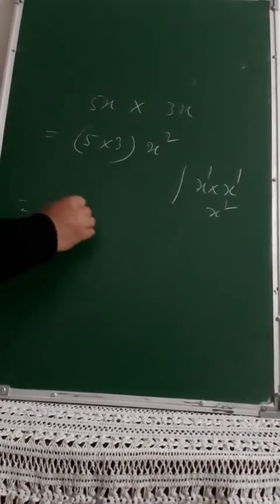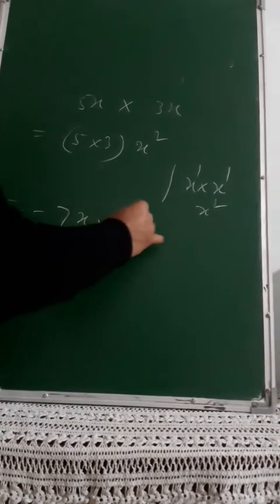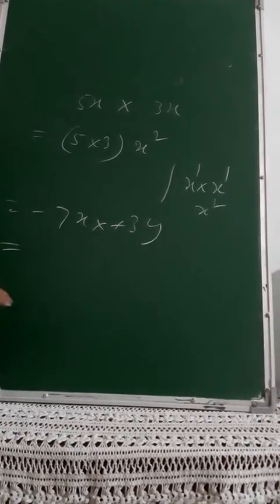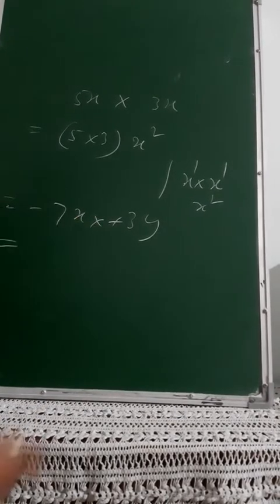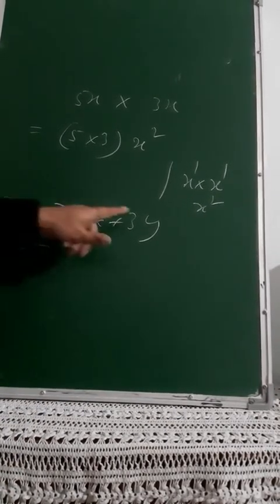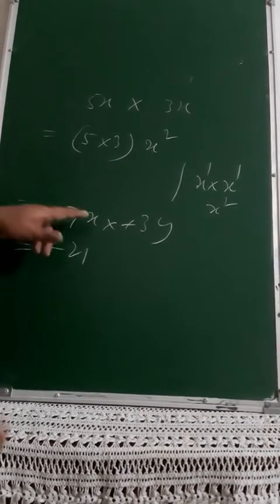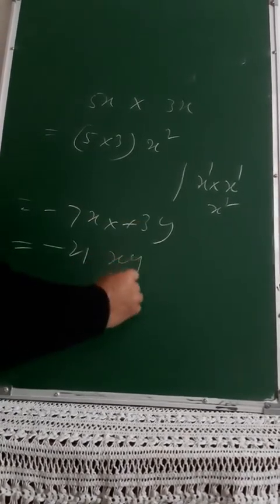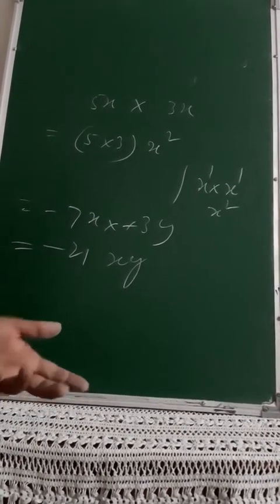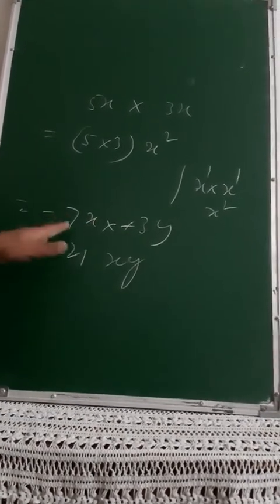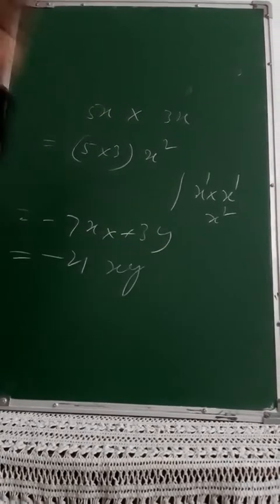Suppose I am saying minus 7x into plus 3y. So make it your habit, call it out. Minus into plus is minus. 7 into 3 is 21. x into y is xy. That is the answer. Because these are unlike sets, so I can multiply. So minus into plus is minus, 7 into 3 is 21, x into y, that is the answer.